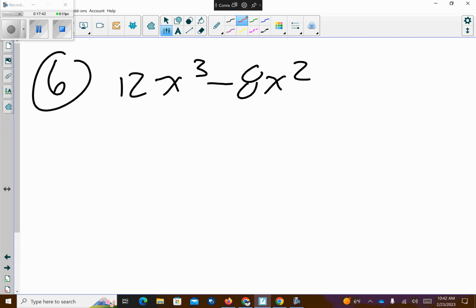6 does not go into 8. Oh, 4. 4 is correct. So 4 comes out front. Hey, this is x, x, x, and this is x, x. So how many x's come out? If I have x, x, x, and I have x, x, how many come out? 2. So that becomes 4x squared.